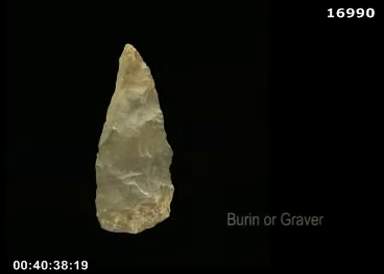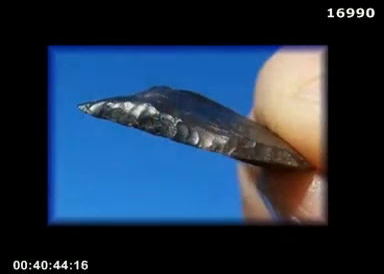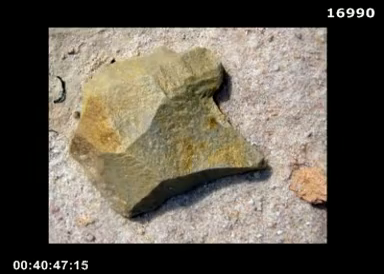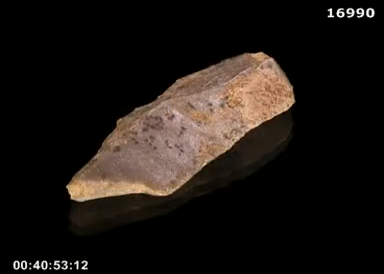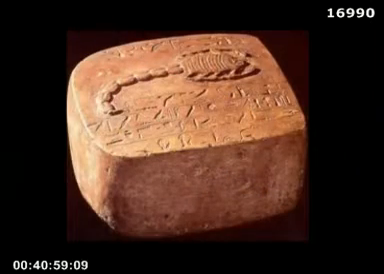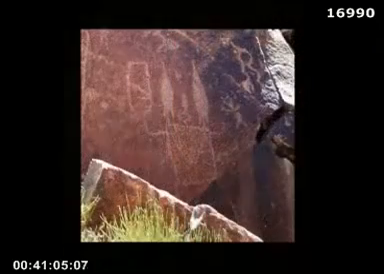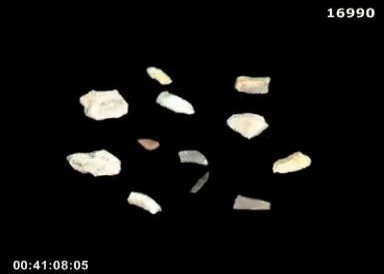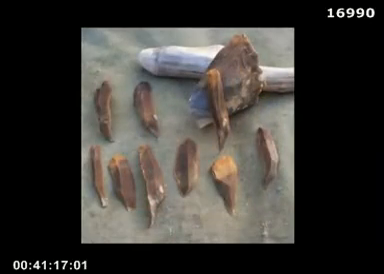The next tool type is burin or graver. It is a tool with a narrow chisel edge made on either a flake or blade, and it belonged to the Upper Paleolithic culture. These were primarily used for engraving on soft stone or bone and on the walls of the caves or rock shelters. The next tool type is microlith. A microlith is a very small tool made on a blade or flake, often less than an inch long.